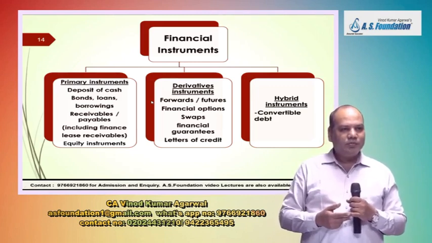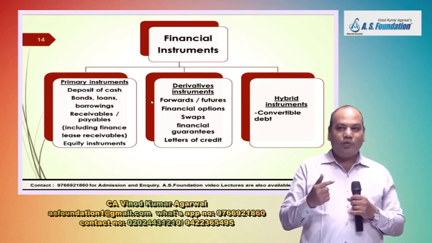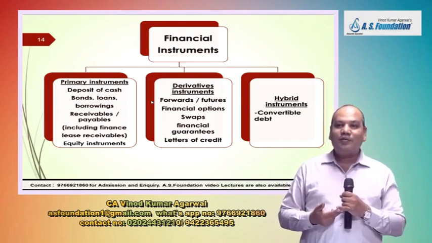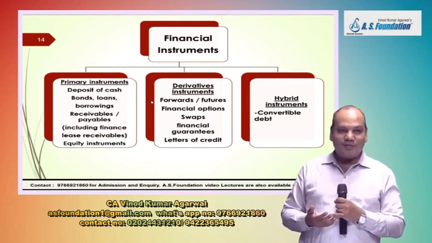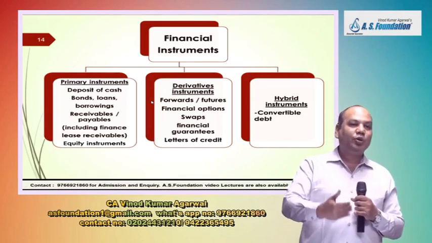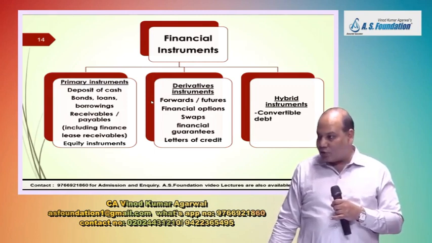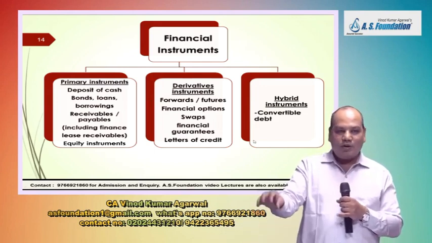Another type, callable bond. Callable bond means a bond with a call option. Puttable bond, a bond with a put option. Is it right? Extendable bond, a bond with an option to extend the maturity of the bond. Right? So those are hybrid instruments because they have something else over and above a primary instrument embedded in that.